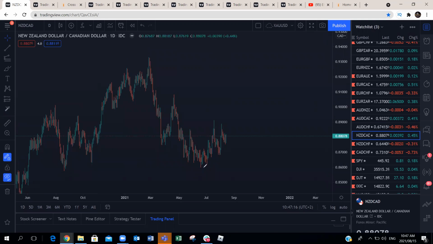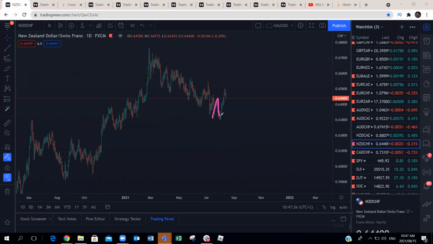New Zealand CAD. New Zealand CAD, so we'll be looking for this one to make a move here like this, but eventually this should still continue to the downside. So that's what we're looking at on New Zealand CAD. Right, that's New Zealand CAD, the New Zealand Chief.